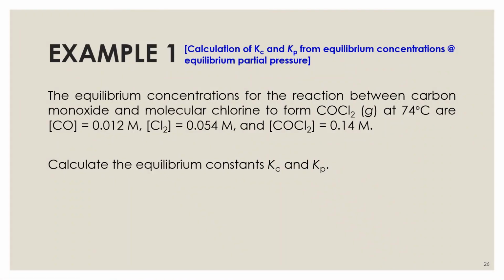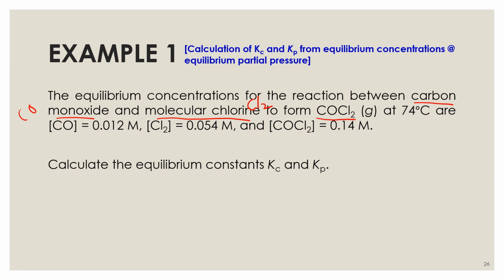In example 1, the equilibrium concentrations for the reaction between carbon monoxide and molecular chlorine to form COCl2 gas at 74 degrees Celsius are given respectively. Calculate the value of equilibrium constants Kc and Kp. So in this question, we know that carbon monoxide CO and molecular chlorine Cl2 are the reactants, and COCl2 is the product.